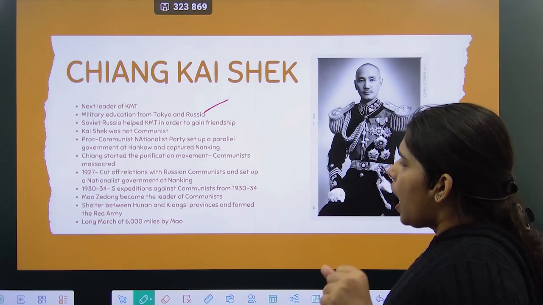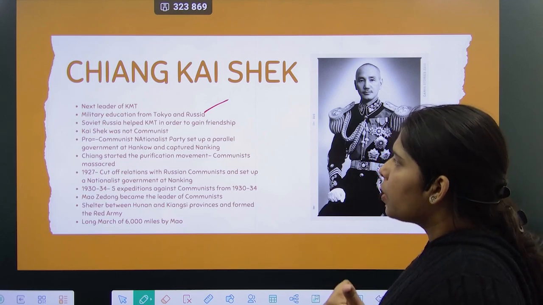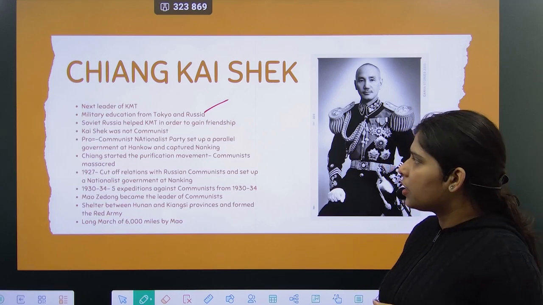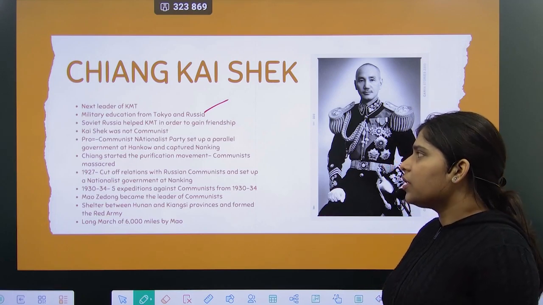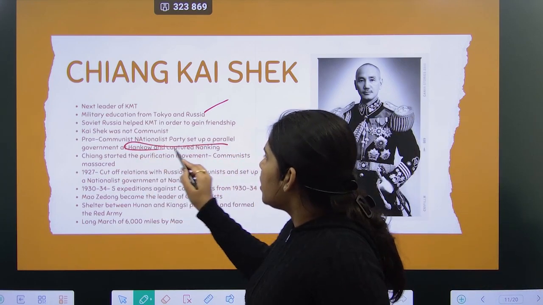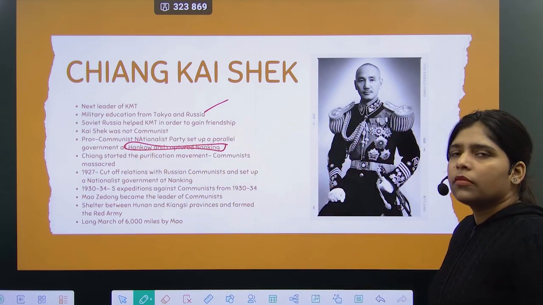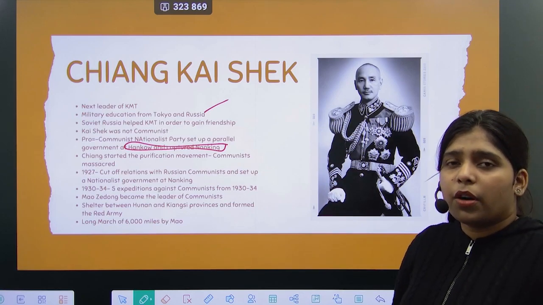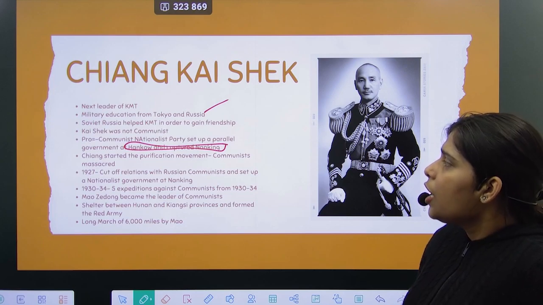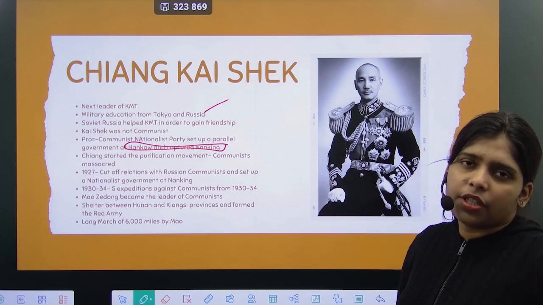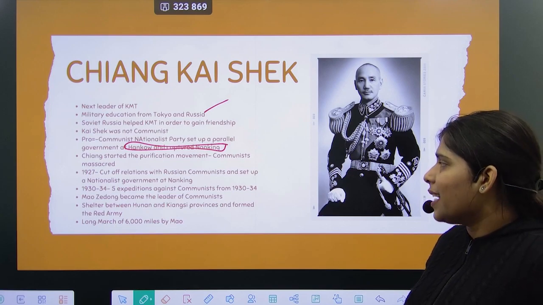All the people who were pro-communist set up their own party, the Communist Nationalist Party. They set up a parallel government at Hankow and captured Nanking also. Kai-shek was getting enraged by what was happening. What were the communists doing? So he started the purification movement, and in this purification, a lot of communists were massacred. A lot of them died.